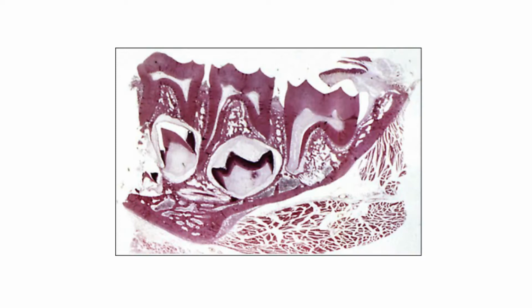These movements are classified into three phases: pre-eruptive, eruptive, and post-eruptive. Pre-eruptive phase is the phase when the tooth germs move within the jaws before the root formation.